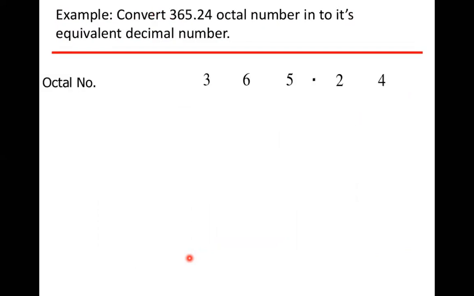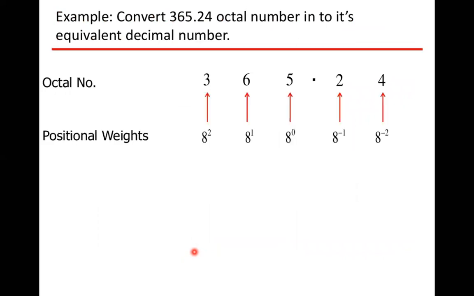So this is the octal number 365.24, and we are converting it into the equivalent decimal number. See, the position weights: this is the decimal point, so this will be 8 to the power of 0, 8 to the power of 1, 8 to the power of 2, and so forth. This is 8 to the power of -1, 8 to the power of -2, 8 to the power of -3. So this is the least significant digit, and this is the most significant digit.